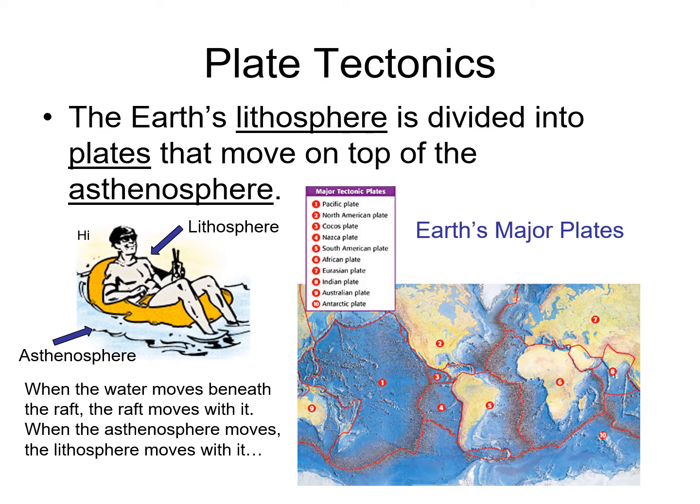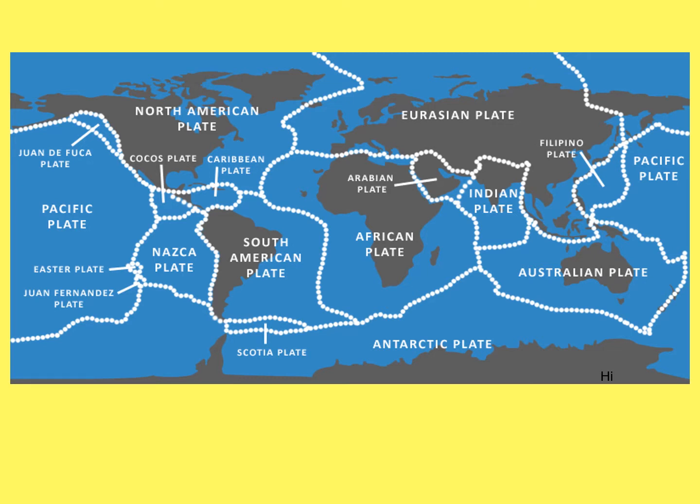And our major plates are always moving in one direction or the other. You can see in the picture how all the plates connect. All these plates put together make our Earth. There are some major plates and there are some minor plates. This is a great illustration of some of the major and minor plates.